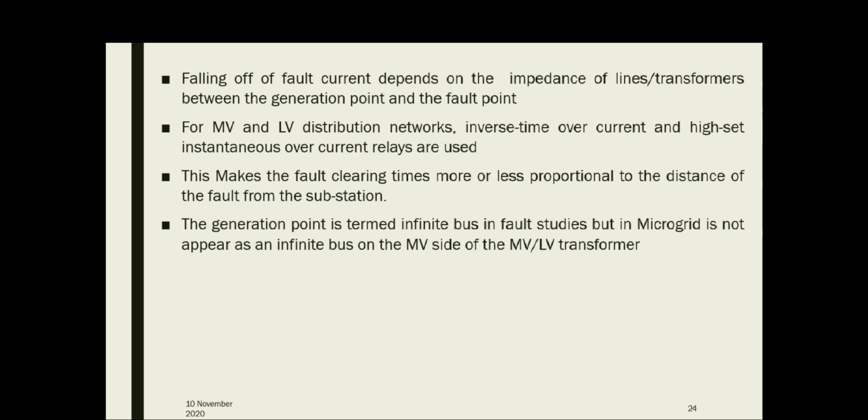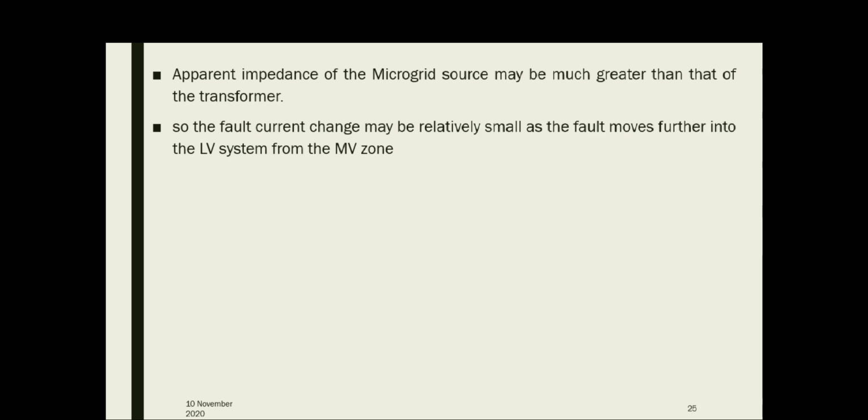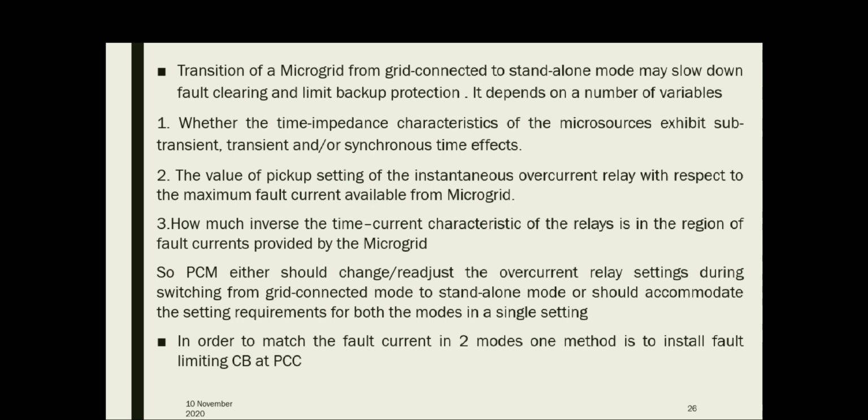The generation point is termed an infinite bus in fault studies, but in a microgrid it does not appear as an infinite bus on the medium voltage side of the transformer. A transition of a microgrid from grid connected to standalone mode may slow down the fault clearing and limit the backup protection.